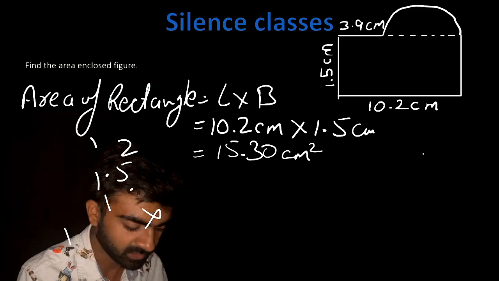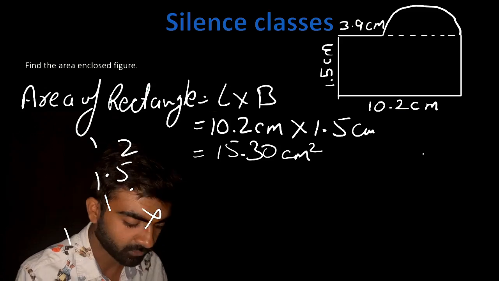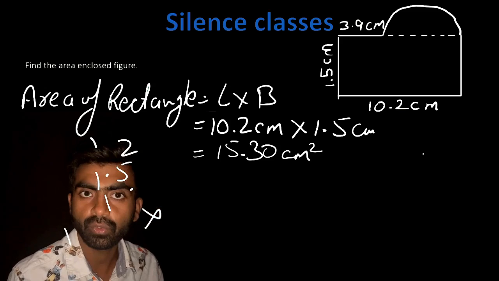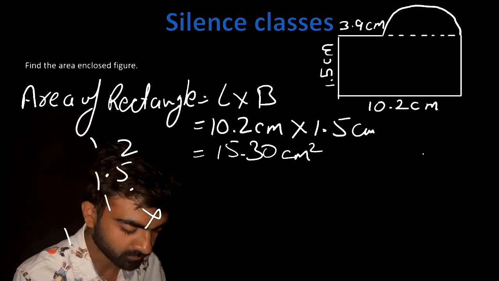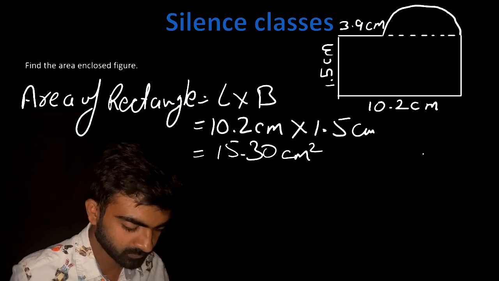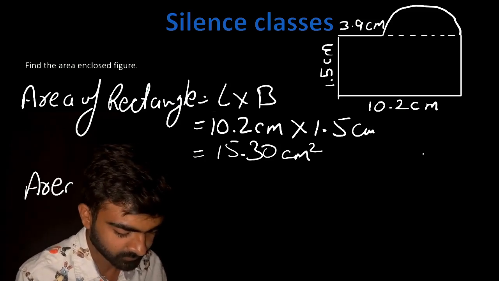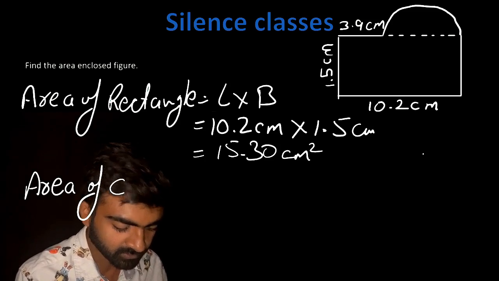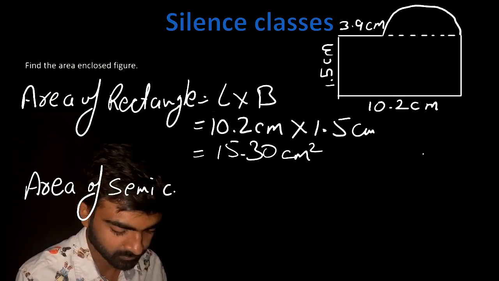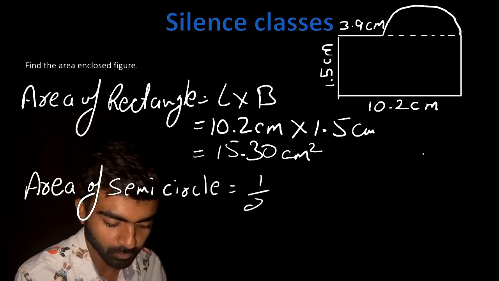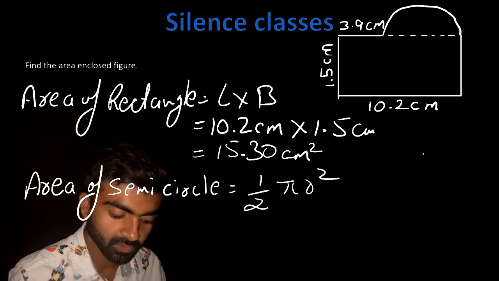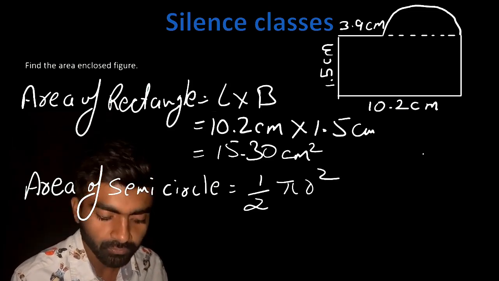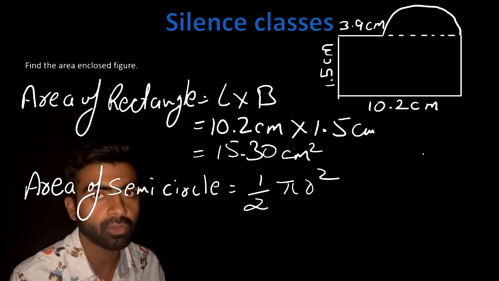Okay, now what we have to do, we have to find out the area of a semicircle first of all. So area of a semicircle is 1 upon 2 pi r square. Okay, so area of the semicircle is equal to 1 upon 2 pi r square. Okay, but you can check it out. First of all, we are not having the diameter of this particular semicircle nor the radius.